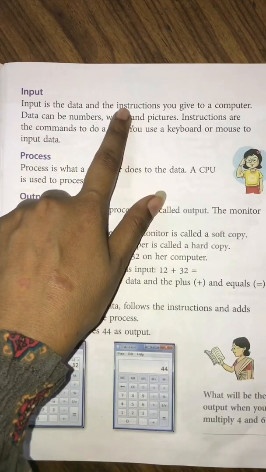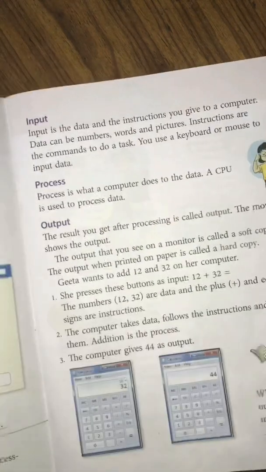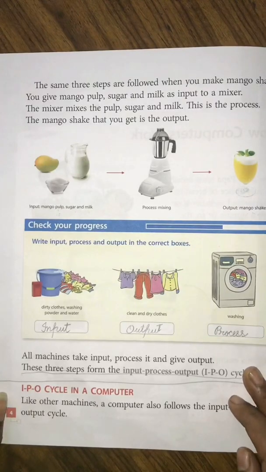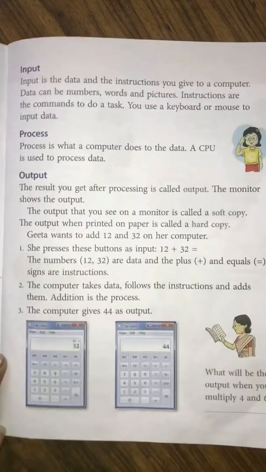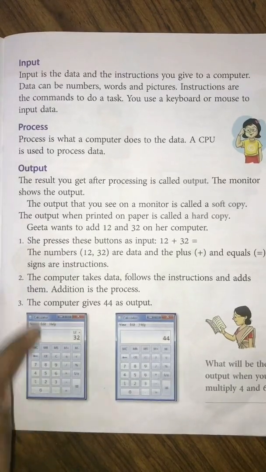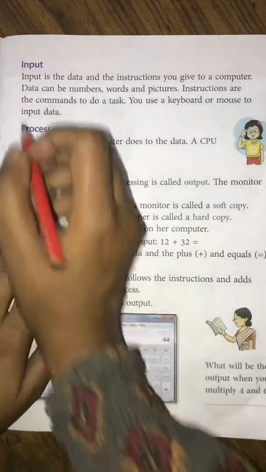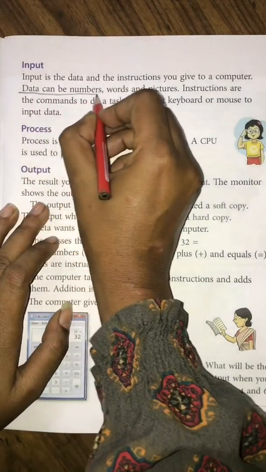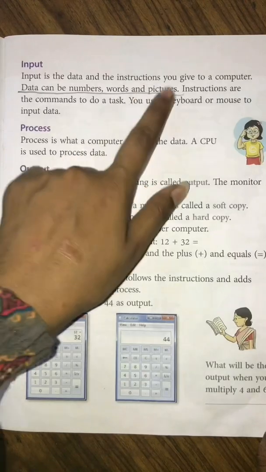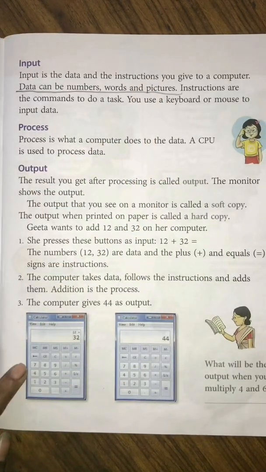Now, in the computer, children, we don't put, as you have studied in the example, mango, sugar, milk. This is input for that example. In the computer, what we put is data, and data can be numbers, words and pictures. In other words, numbers, words and pictures are input.